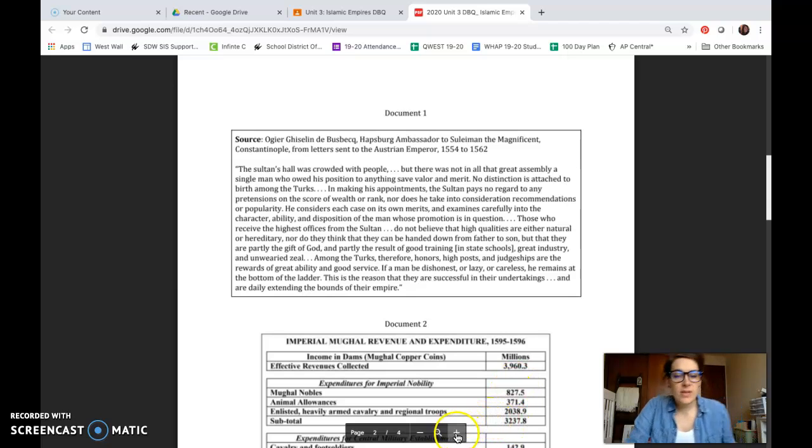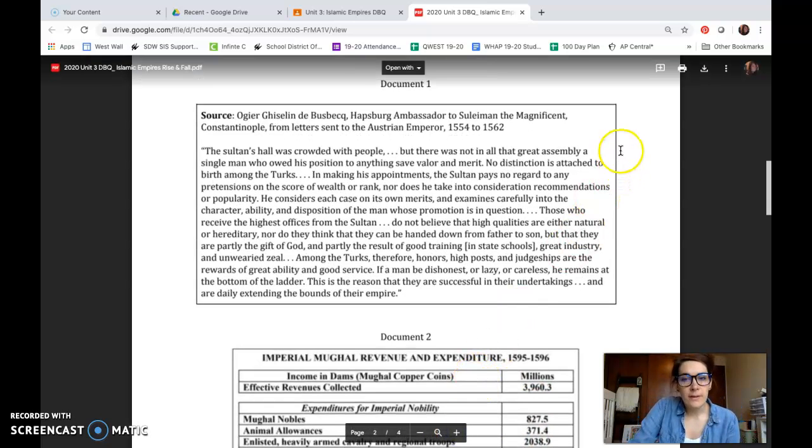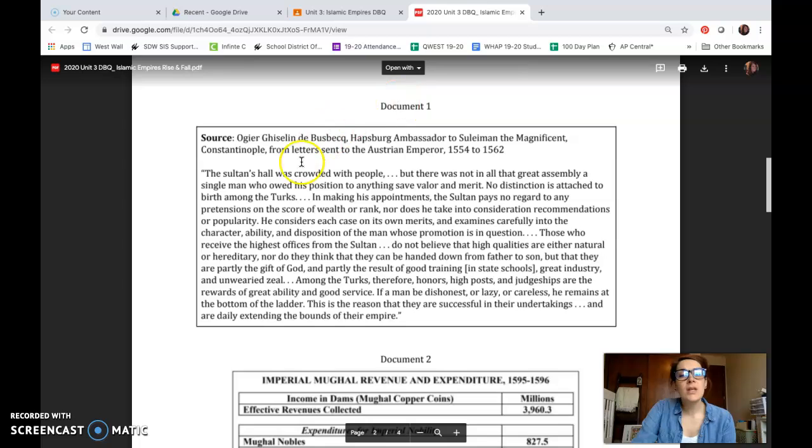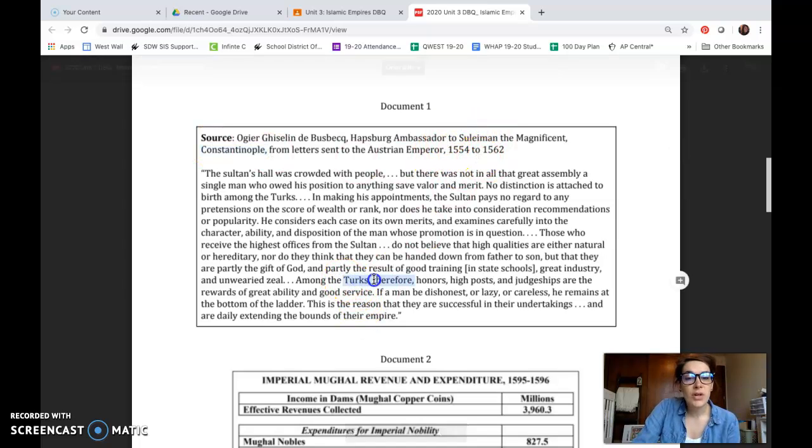And so as I'm going through these documents here, document number 1 is going to be about Suleiman the Magnificent from the Ottoman Empire. I figured out it was from the Ottoman Empire in two ways, even if I didn't know who Suleiman was. I saw the word Constantinople here, which is modern-day Istanbul, which was part of the Ottoman Empire during this time period of the 1500s. In addition, they mention the Turks, who we would associate with the Ottoman Empire as well.